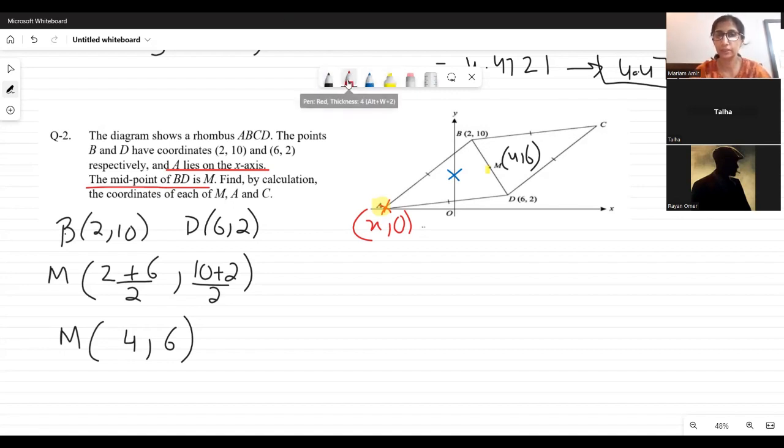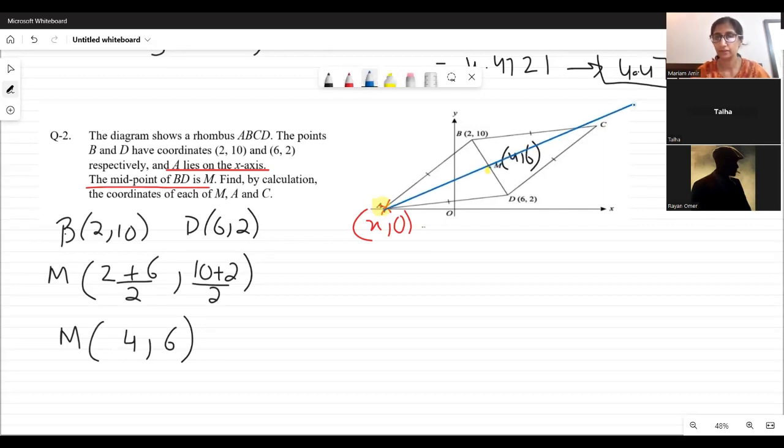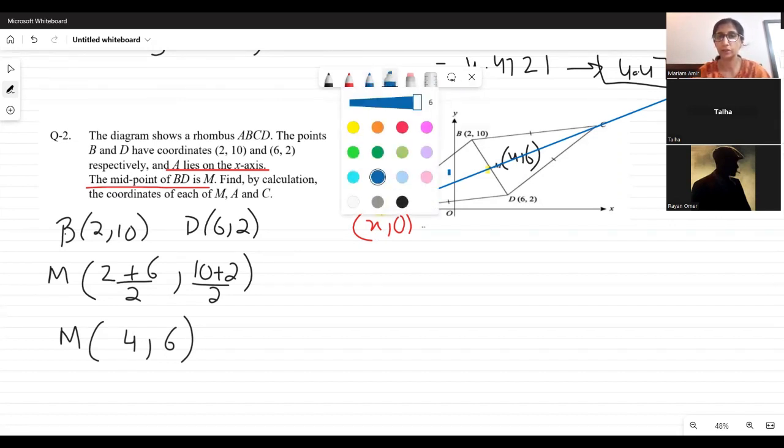Can you get me the equation of a line which passes through the rhombus like this? Can we find the equation of this line? If we find the equation of this line, we will be able to find the coordinates of A since the line crosses A. In the equation of this line, when you substitute y equals 0, you'll get the corresponding value of x. But the question is, how do we find the equation of this line?